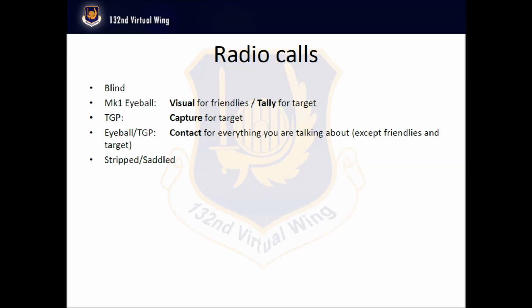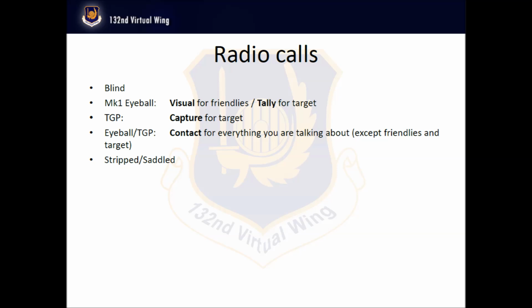Some brevity. Visual: the pilot sees a friendly unit with Mark 1 eyeball. Tally means that the pilot sees an enemy with Mark 1 eyeball. Capture means pilot sees an enemy through TGP. Contact means pilot sees anything that's not definitive, such as a road, house, bridge, etc. A contact refers to any method, such as Mark 1 eyeball, TGP, SADL, etc.